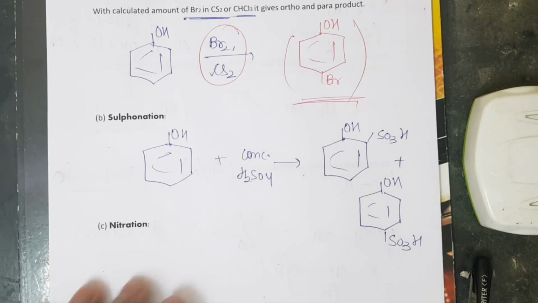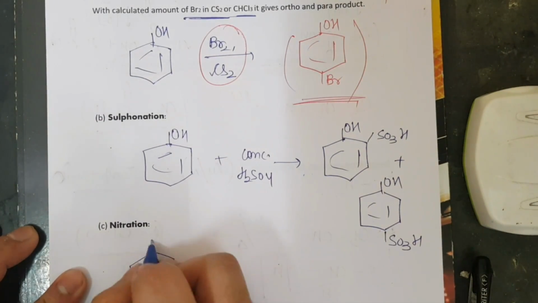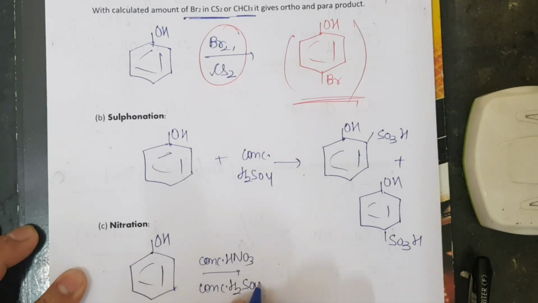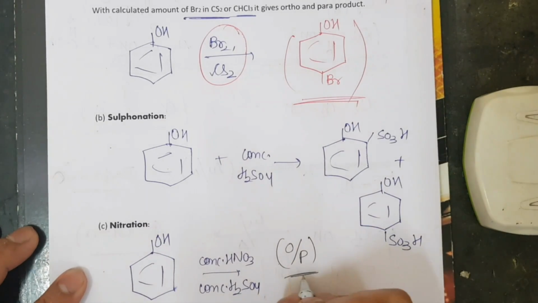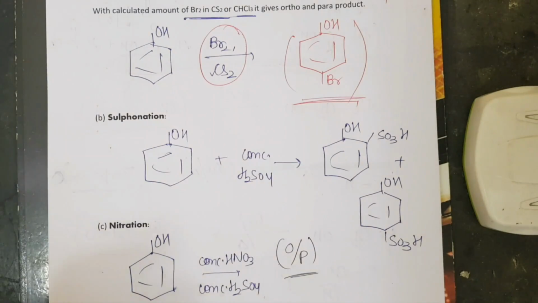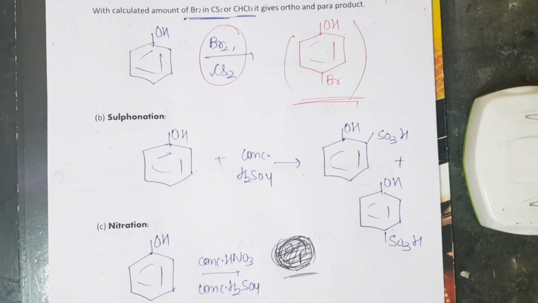Okay, next we have nitration. Please note that this is a very important thing. Nitration is done with the nitrating mixture, which is basically concentrated HNO3 and concentrated H2SO4, which gives the formation of an ortho-para mixture. But what actually happens is that this would be formed when we had taken the dilute HNO3. So that is why I am mentioning it here.